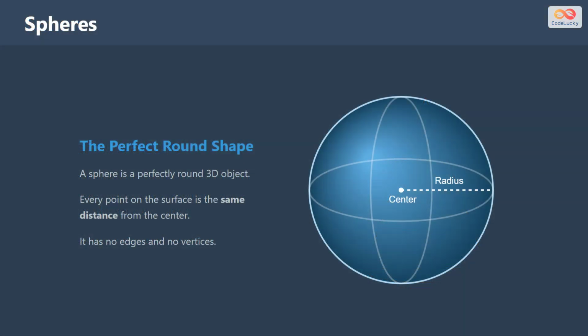A sphere is perhaps the most perfect shape. It is a perfectly round solid, like a ball. Every single point on its surface is the exact same distance from the center. It has no faces, no edges, and no vertices.